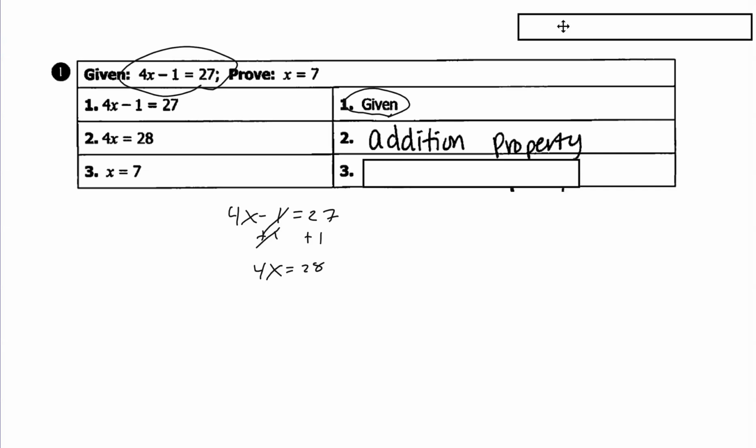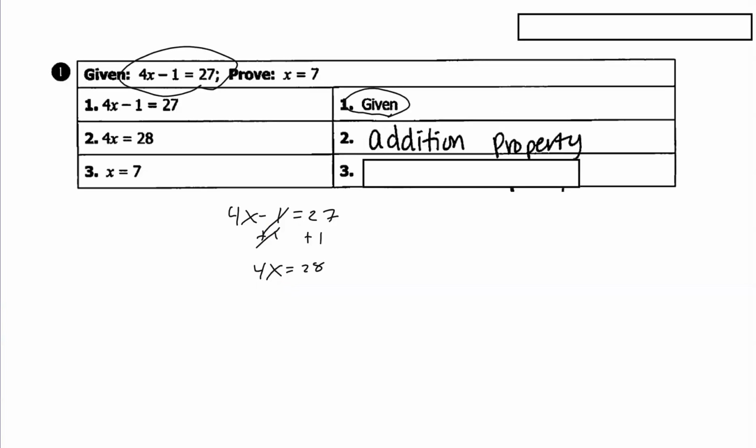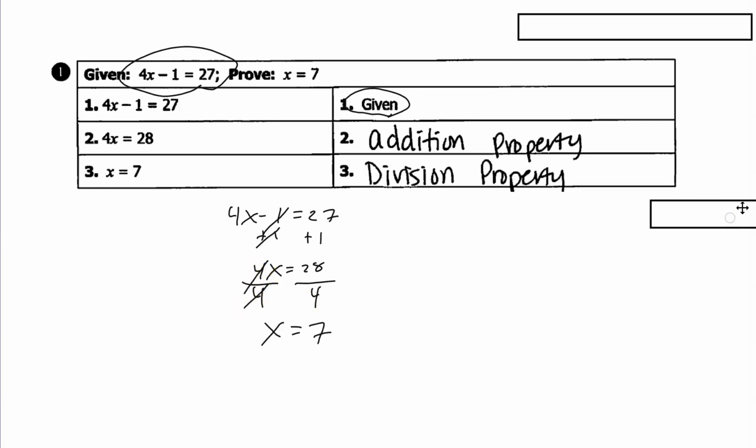Now, how is x equals 7? Well, x equals 7 because we went ahead and divided by 4 on both sides, giving me x equals 7. What did we do here? We divided, correct? So when we divide, that's the division property. And now you've proved that x equals 7, given that 4x minus 1 equals 27. Your proof is complete. It makes sense.